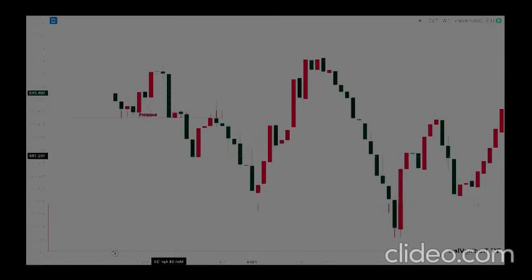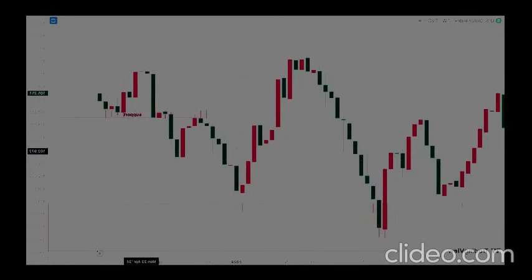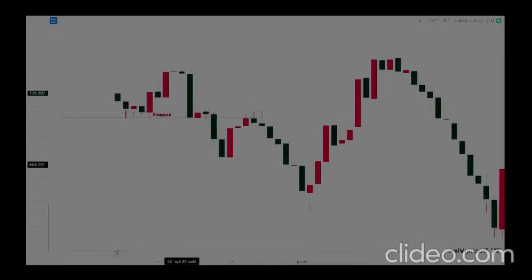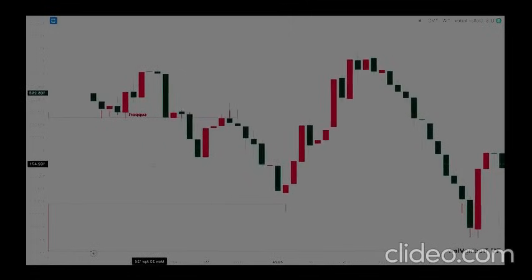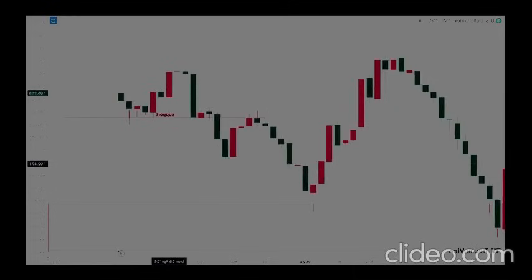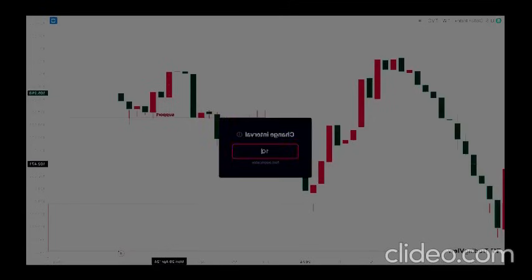Here we go, guys. I think we are done with weekly time frame, and it will be fine if we go a little bit down to lower time frame, day time frame.